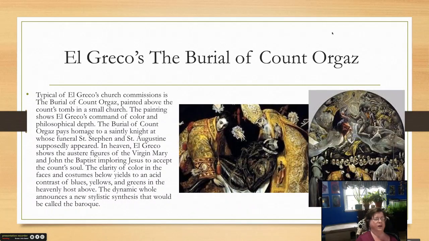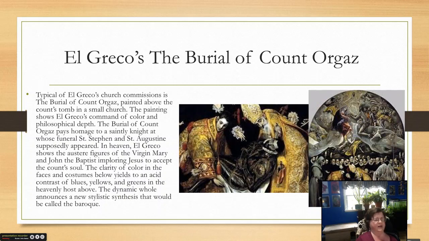El Greco, the Burial of Count Orgaz. Typical of El Greco's church commissions is the Burial of Count Orgaz. Painted above the Count's tomb in a small church, the painting shows El Greco's command of color and philosophical depth. Look at how rich these gold pieces are. The Burial of Count Orgaz pays homage to a saintly knight at whose funeral Saint Stephen and Saint Augustine supposedly appear.